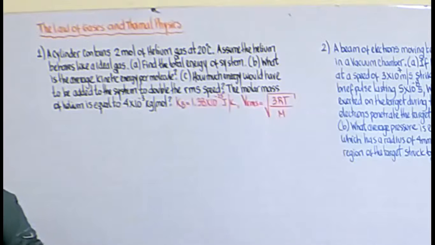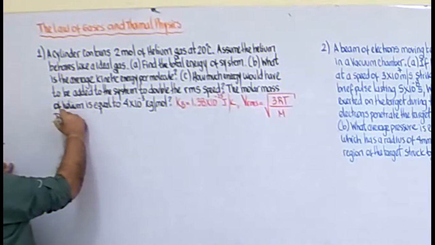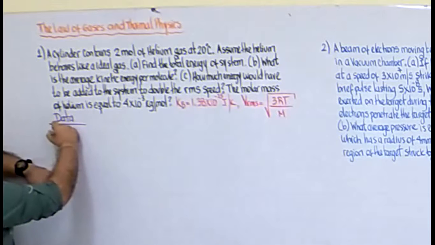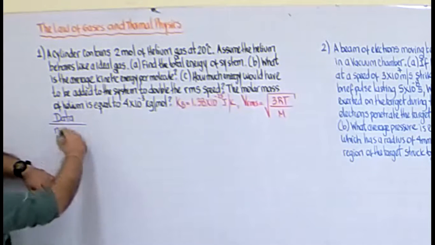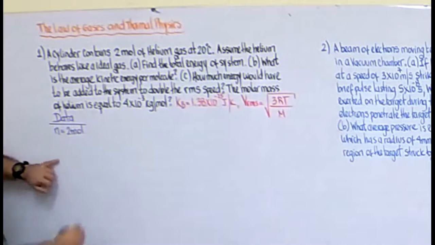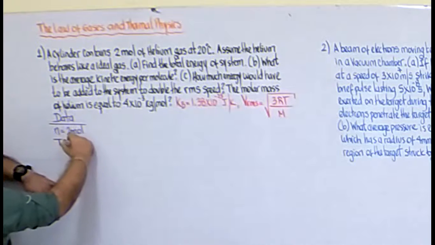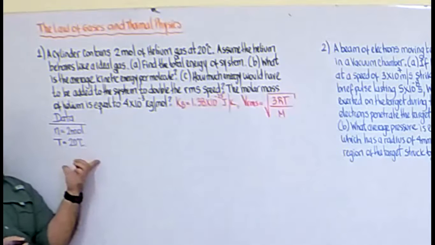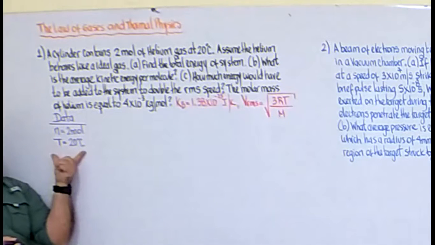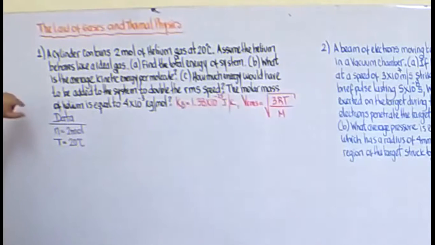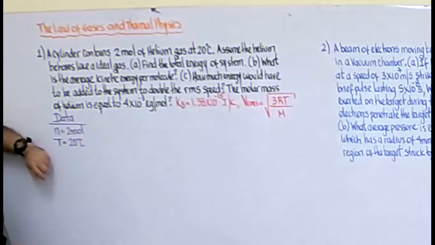Well, just like in every problem, students, the first thing that we have to do is analyze the data. For example, in the data, we have the quantity of moles, which is 2 moles. And we have the temperature, which is 20 Celsius degrees. But remember, every time we are working with ideal gases, this temperature must be changed into Kelvin degrees. Okay, so we have 3 questions.